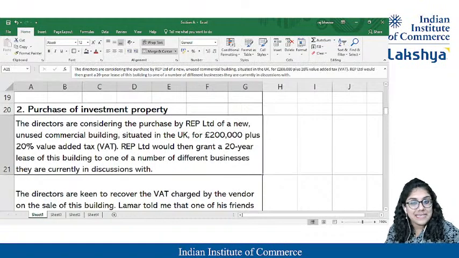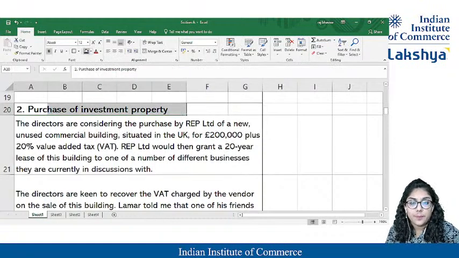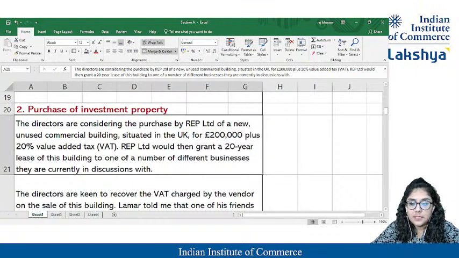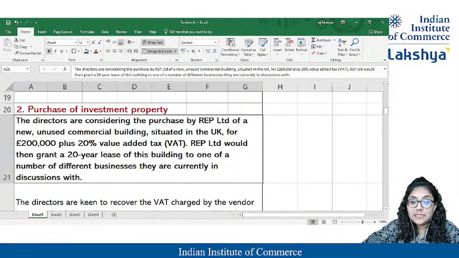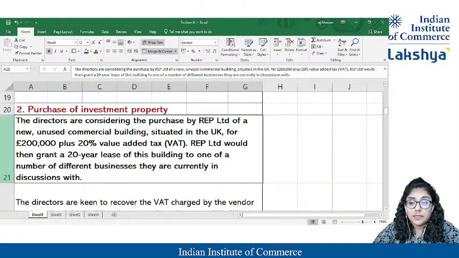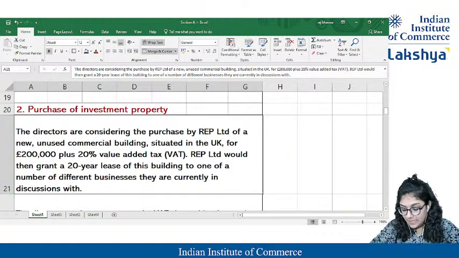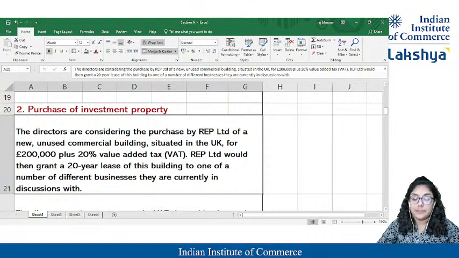Let us read the second exhibit. Purchase of investment property. Oh, I'm so sorry. Purchase of investment property. So what is purchase of investment property? I will explain it to you. We can just read it easily. The directors are considering, in the company, now what happened? The directors want to purchase some property. But now there is a concept over here of VAT.